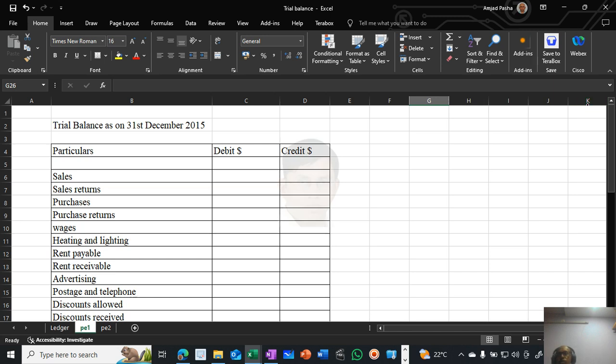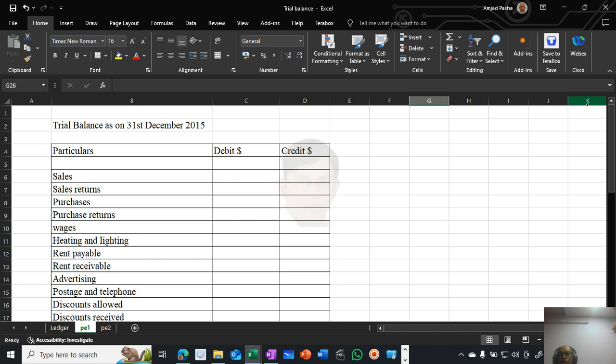So it is a statement, okay? That's why it is trial balance as on 31st December 2015. We have to just plug in the figures. They would have given the details. What will come in debit and what will come in credit?